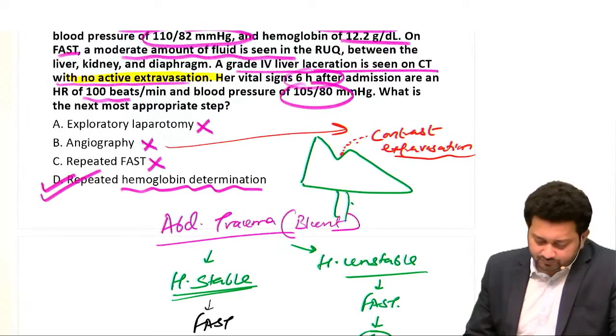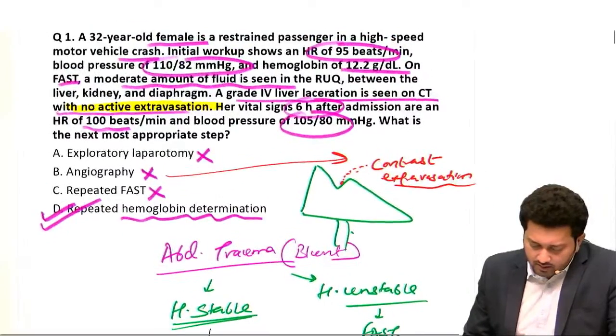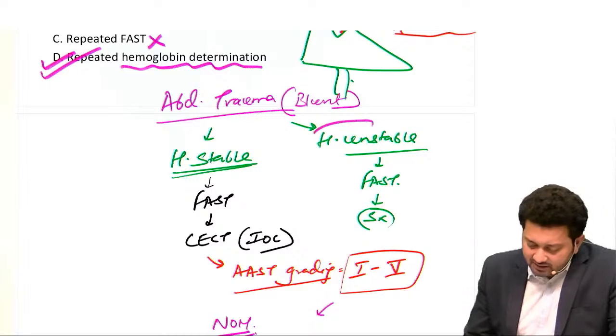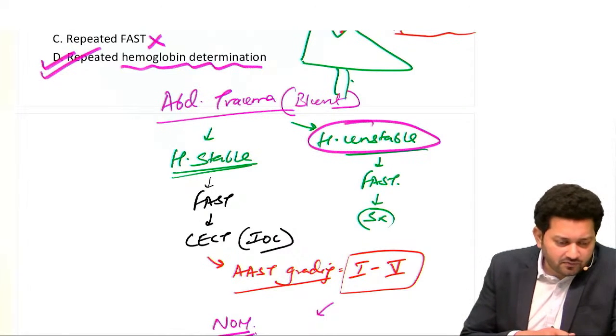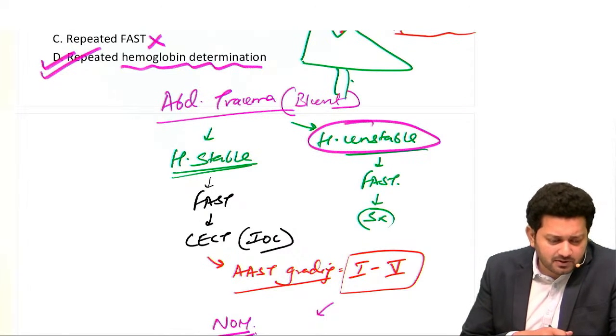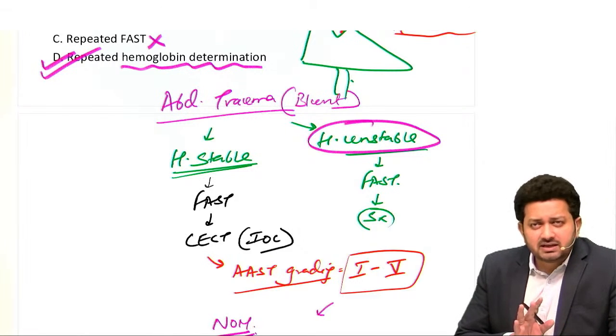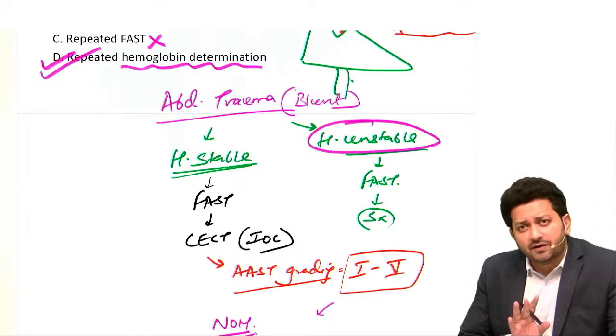Now let's see next. Why not laparotomy? Because the patient is stable, Anila. Suppose the patient is unstable, then you don't have an option, you have to operate.